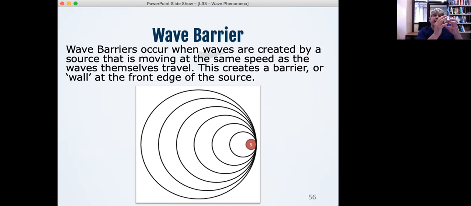So if you create a wave, but then you travel at that same speed, the wave never gets away from you. You keep going with the wave, and then you create another one, right? But you're still where that first wave was. So now the first and the second wave are overlapping. They're in the same place. You get this constructive interference.